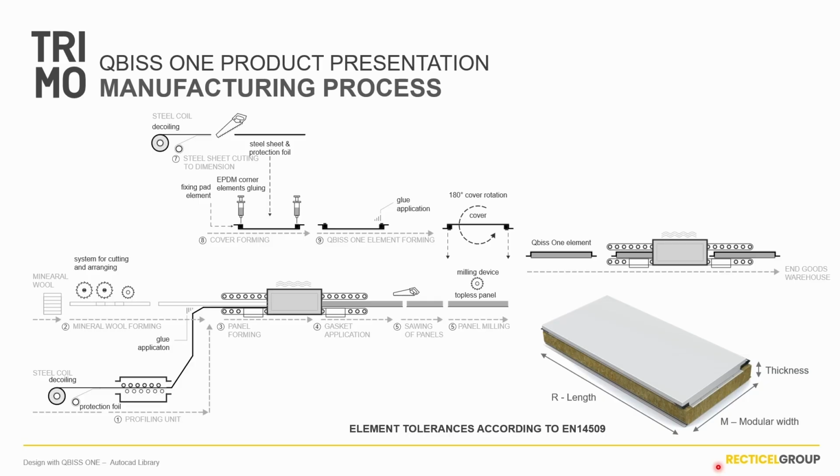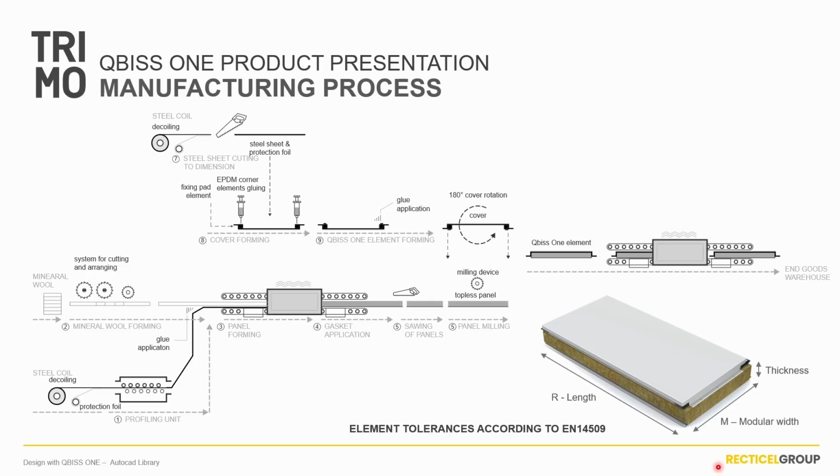At the same time, mineral wool is cut to corresponding thickness and prepared as the insulation core. Adhesive application and pressing then ensure a strong and durable bond between layers. Additional gasket application and sewing of the panel concludes our output on the Trimo production line, which we like to call a topless panel. This consists of the bottom or internal steel sheet combined with the mineral wool insulation.